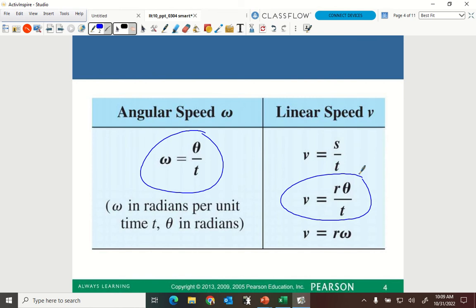Yes. Now let's look at the one on the right. Angular speed. Do I know the w? Do I know t? And so that means my only unknown is theta. So I'm going to use the formula w equals theta divided by t to try to isolate what my theta is.